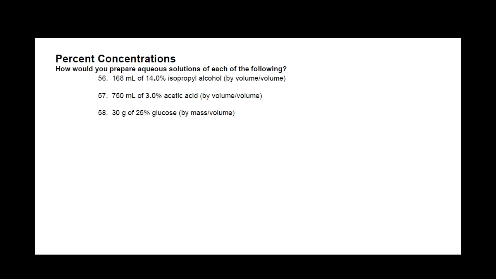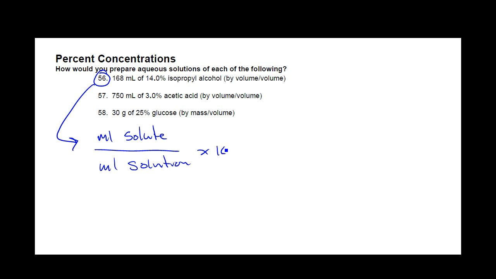So if we look, it says for 56, I need to make 168 milliliters of 14% isopropyl alcohol by volume over volume. Okay, so now I've just done the worst thing ever. I've turned this into algebra. You first have to write what the equation is for volume over volume. All right, so I'm doing 56, volume over volume. I take the milliliters of solute over milliliters of solution, times 100, and I get my percent. That's the equation.